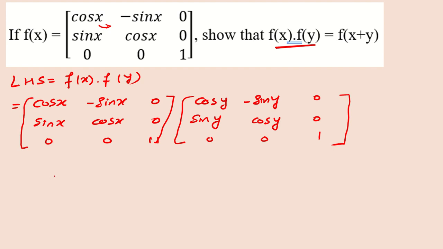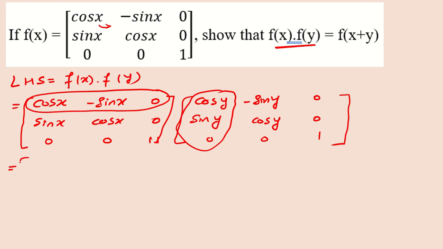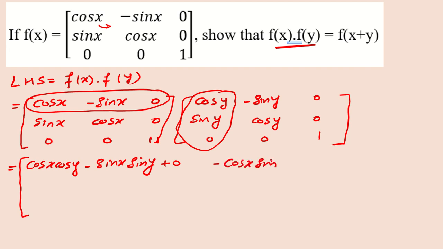Okay. Now just multiply them. And what was the procedure for multiplication? Take the first row from here and the first column from here, multiply the corresponding elements and add them. So this is cos x cos y minus sin x sin y plus 0. Then first row, second column, same procedure: minus cos x sin y minus sin x cos y plus 0. And then first row, third column, so it will be 0 plus 0 plus 0.